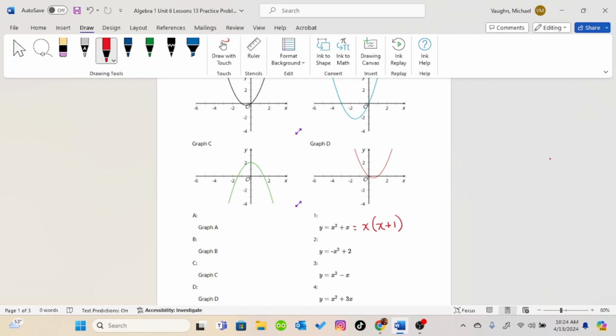So now that I have my factors, I know that x equals 0 and x equals -1. So this is going to match with a graph where I have x-intercepts at 0 and -1. And I can see that right here and here on graph A. So graph A matches equation 1.